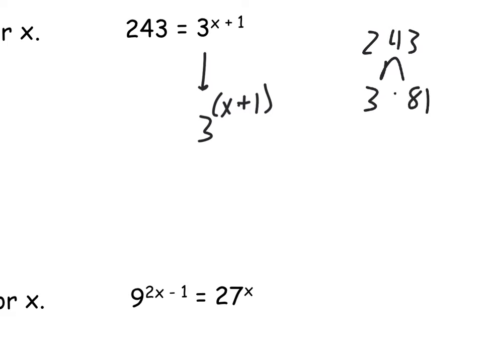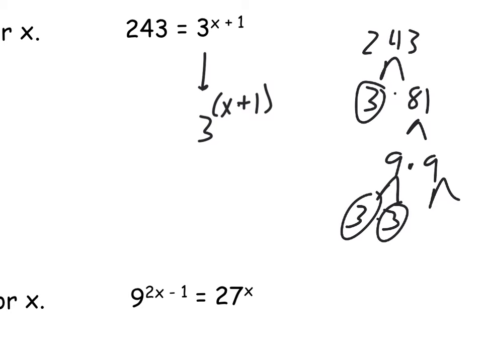Good. 3 is prime. I know 81 is 9 times 9. 9 is 3 times 3. That's just good. And this 9 is 3 times 3. So I have all 3's here. I don't care about the 9's or the 81. That's not the prime factorization. But I'm multiplying 5 3's to get 243. So 243 is 3 to the 5th.